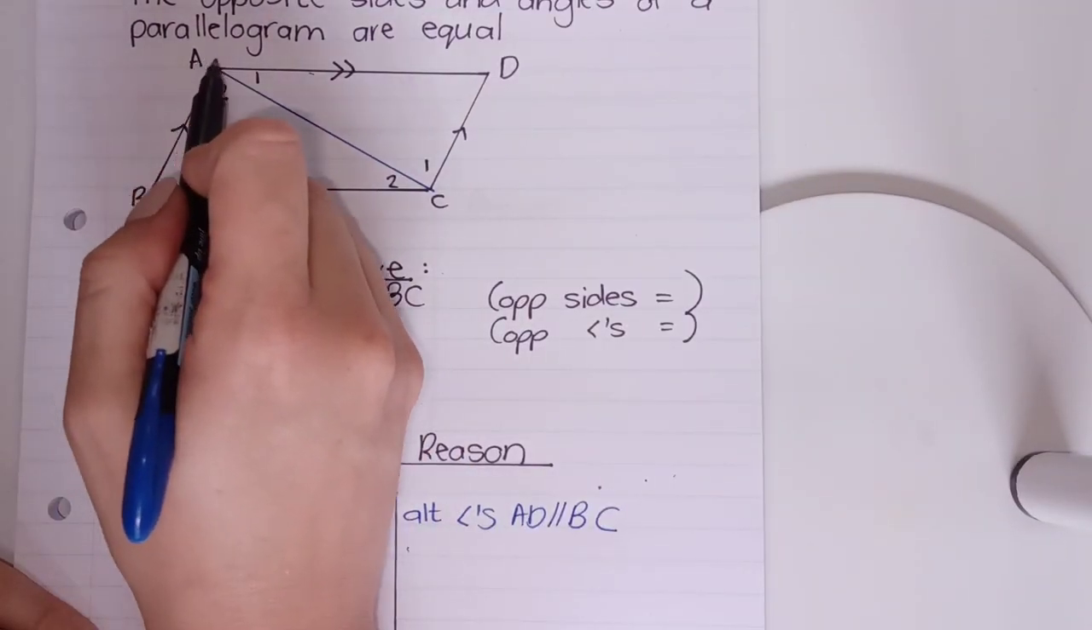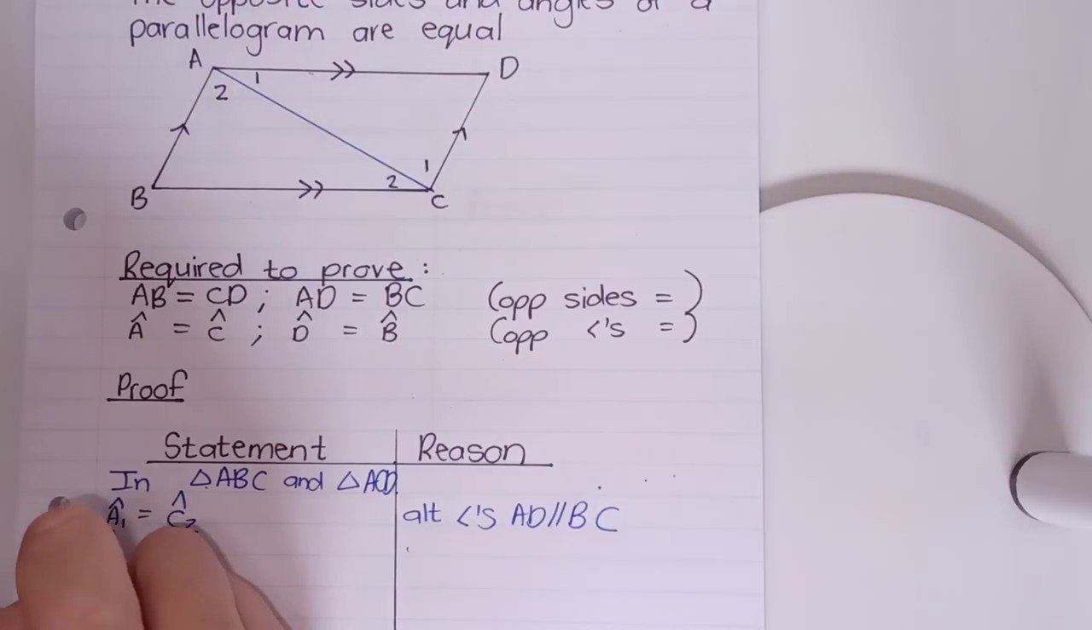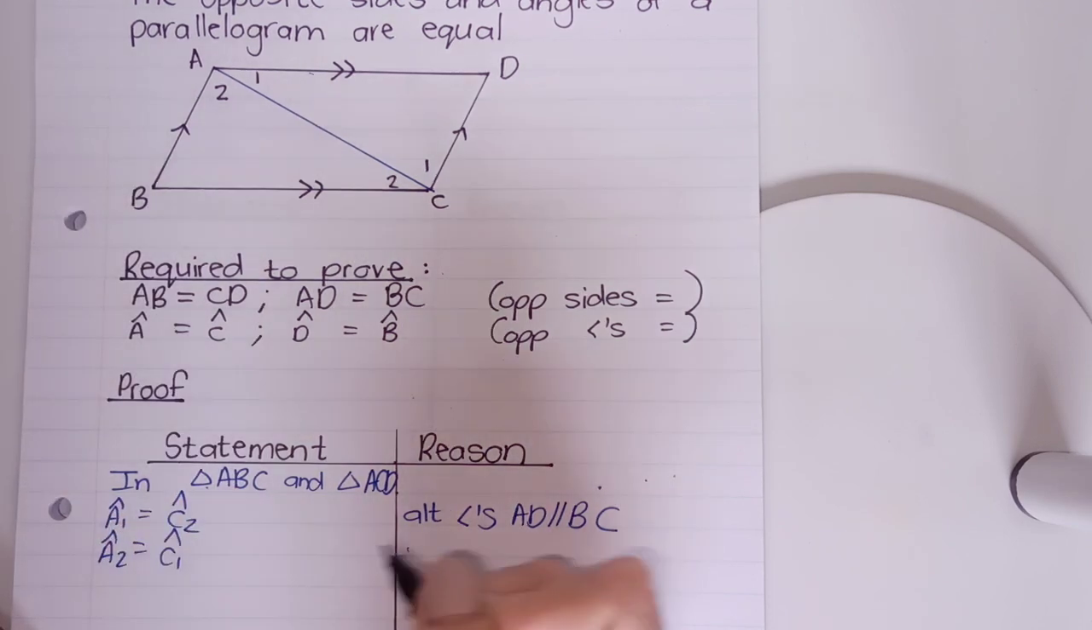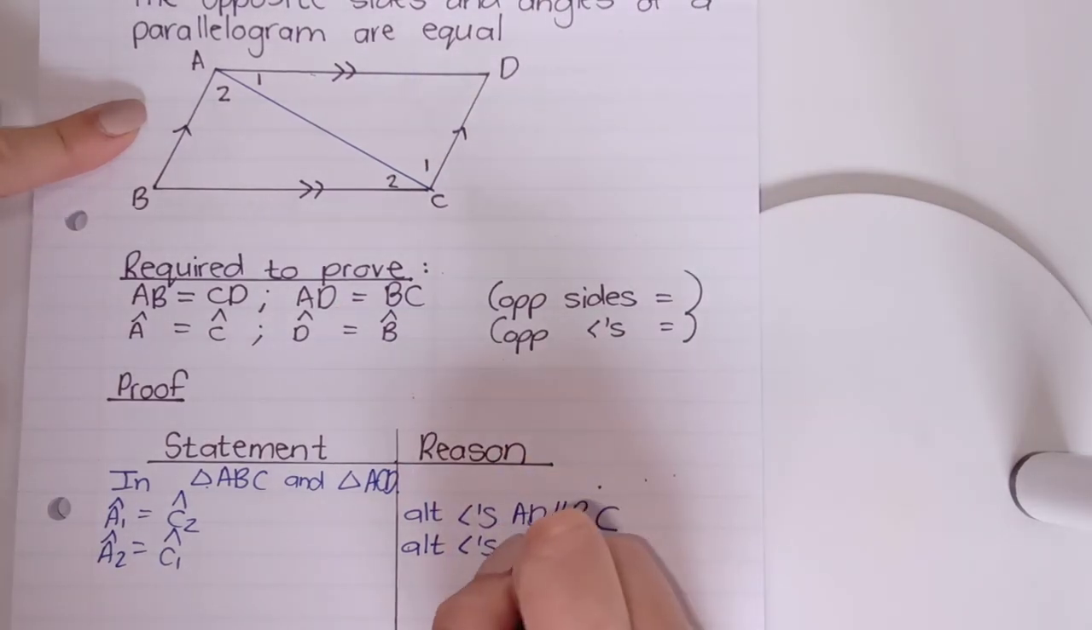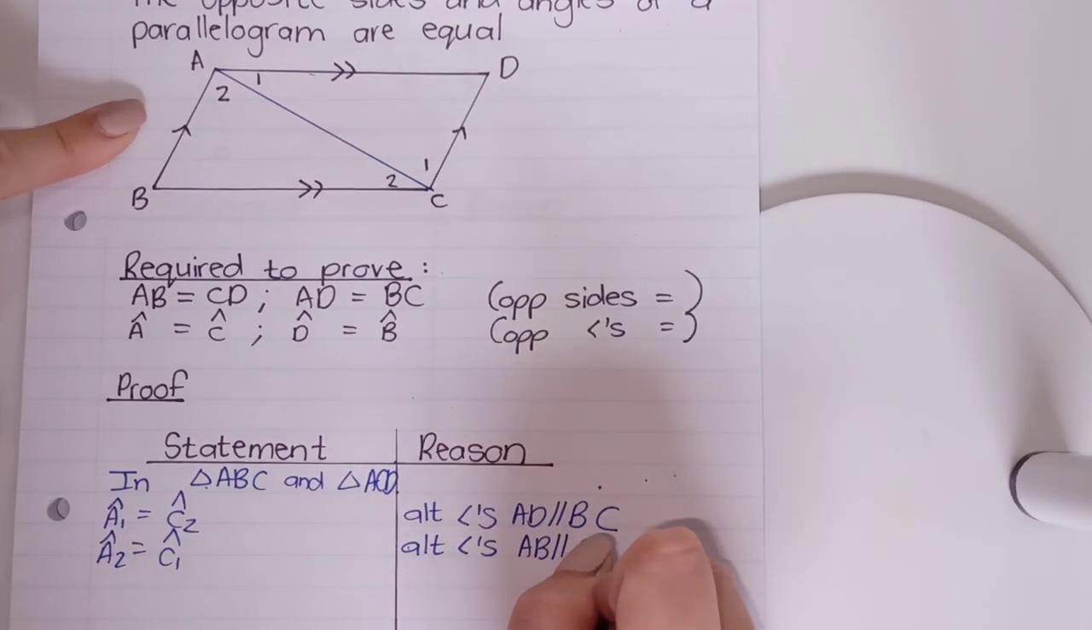What else do we know? We can use an N shape. So angle A2 is equal to angle C1. Again, it's also alternating angles. And the sides we used were AB is parallel to CD.